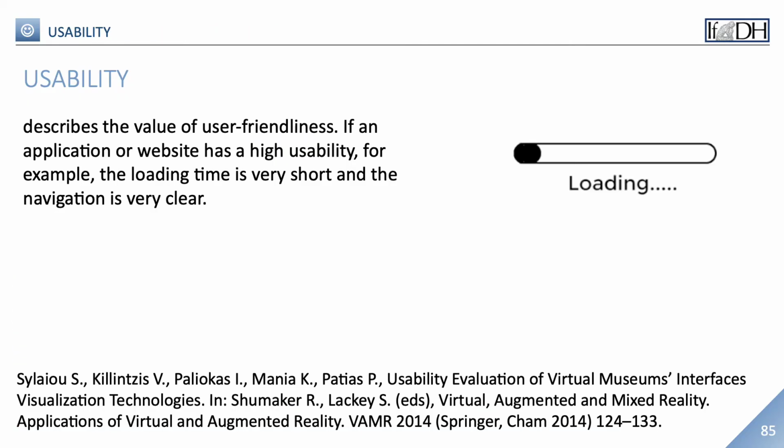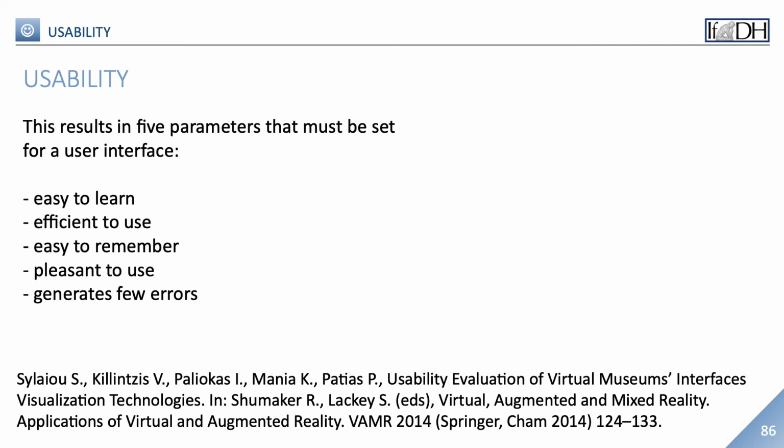But what criteria should be used to critically analyze phenomena such as a virtual museum? There are a number of ways to do this, and I would like to take usability as an example. Usability refers to the value of user-friendliness. If an application or website has a high usability, for example, the loading time is very short and the navigation is very clear. This leads to 5 parameters that must be set for a user interface.